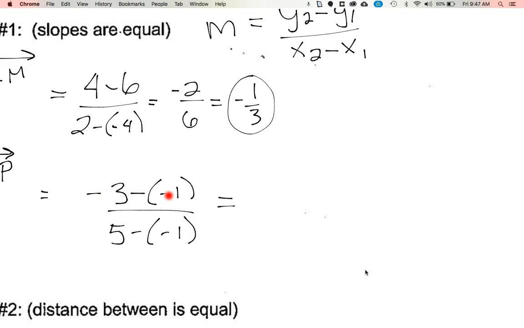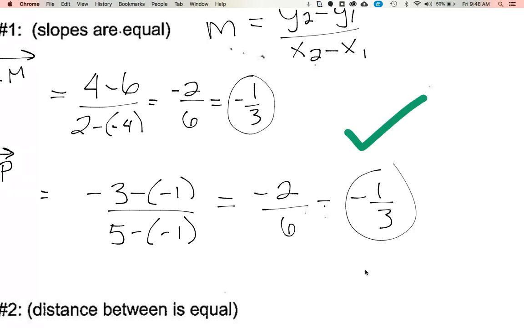So negative 3 minus negative 1 is negative 3 plus 1, which is negative 2. And then 5 minus negative 1 is 5 plus 1, which is 6. So yeah, I got the same answer doing what I did. There you go. I'm curious to see what that looks like.